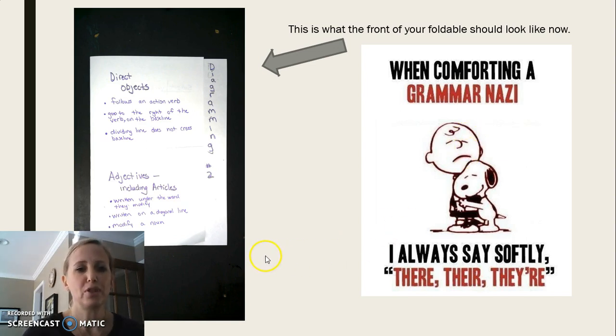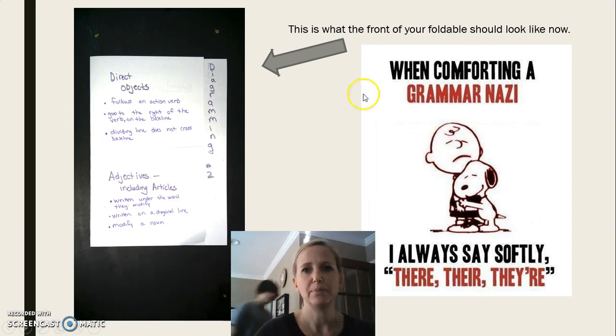So this is what your foldable should look like. This is what the front of it should look like. So check your foldable, make sure you have all that.